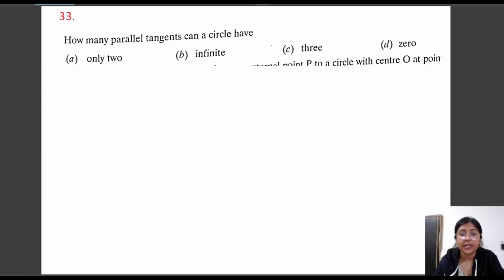How many parallel tangents can a circle have? Only two? Now there is a confusion. It can be only two or infinite. But when we talk about parallel, we will take one line as a reference. From this line only one parallel tangent can be drawn, so the correct option is only two parallel tangents. Although their answer will be infinite, we need to take a reference. For the reference, only two will be the answer.